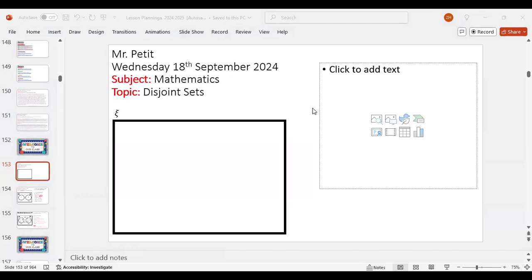All right. And so above this rectangle, let's start off with that. Above this rectangle, we're going to have what symbol? Universal set. The universal set symbol, and that's the Greek letter Xi. The Greek letter Xi.